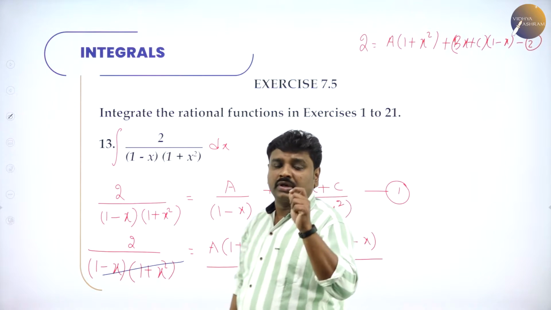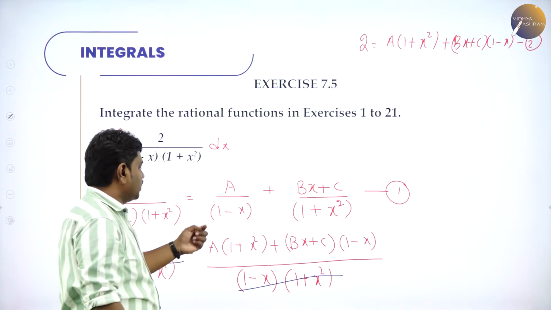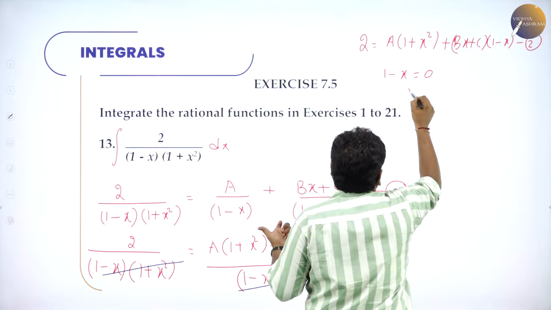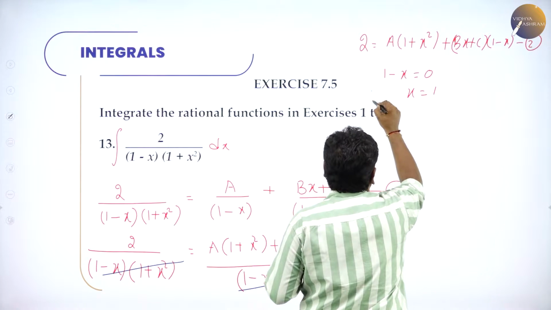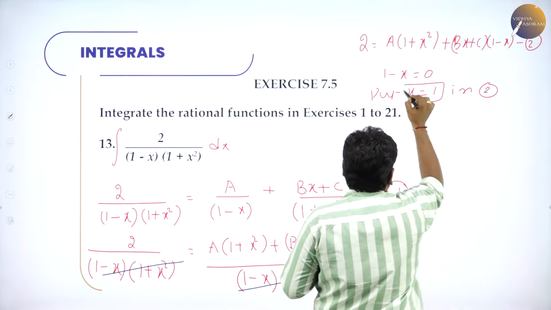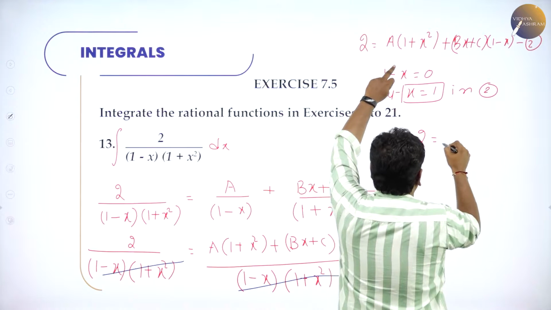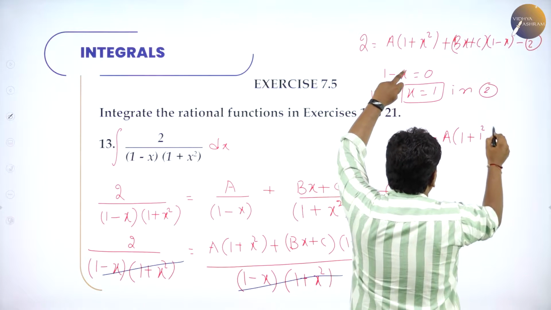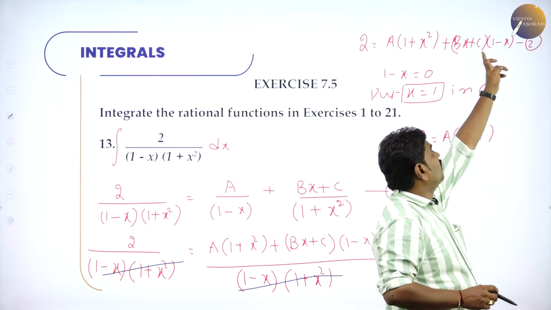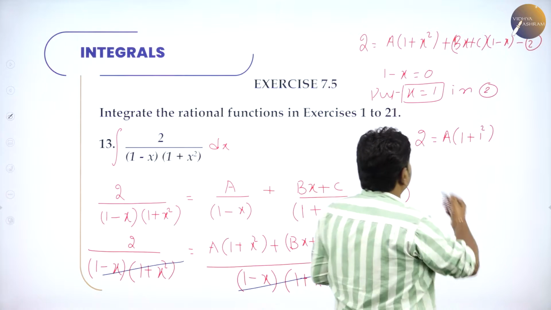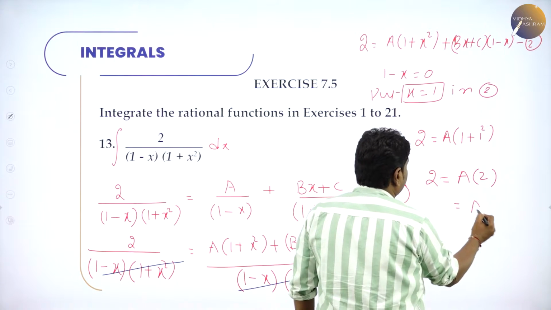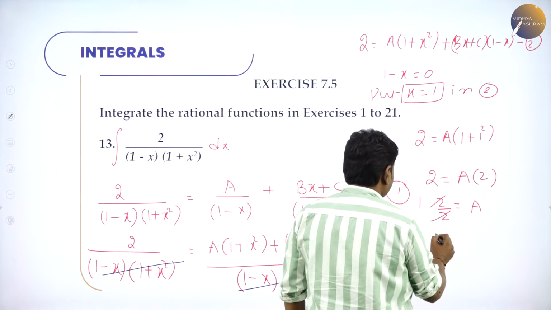So now at a time equate one factor to 0, first degree 1, that is 1 minus x. If I take 1 minus x as 0, we'll get x is equal to what? 1. So put x is equal to 1 in equation 2. So it will become 2 is equal to a into 1 plus 1 square. And I am not writing this because here 1 minus x is 0. In the place of x, if you take 1, 1 minus 1 is 0, 0 into anything becomes 0. So from this you can get a. 2 is equal to a into 2. So a is what? 2 divided by 2, that is 1. So you got the value of a.